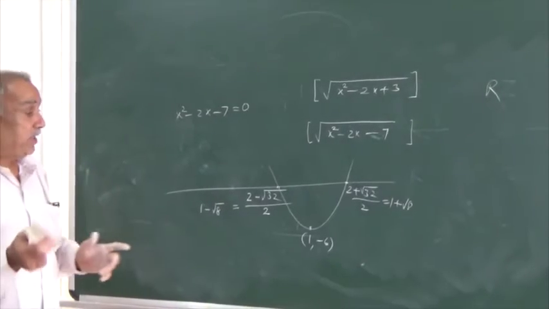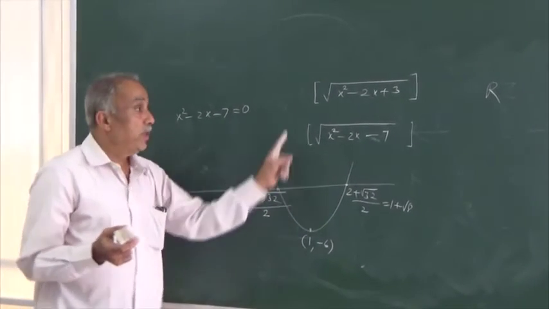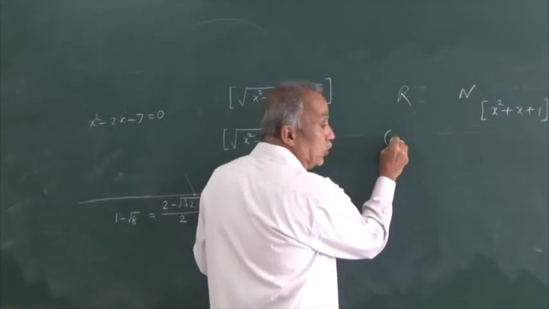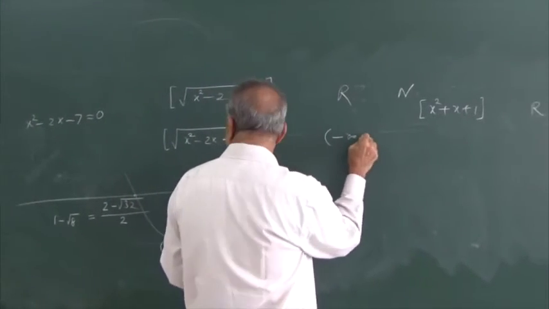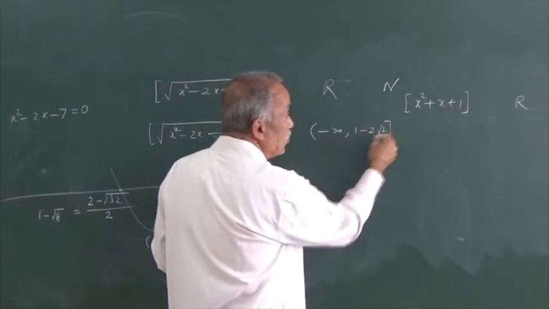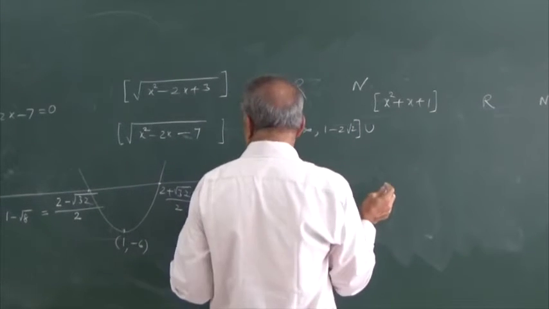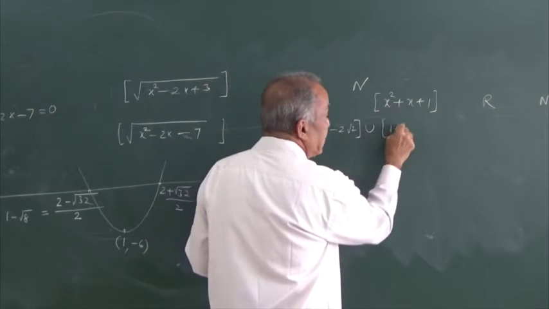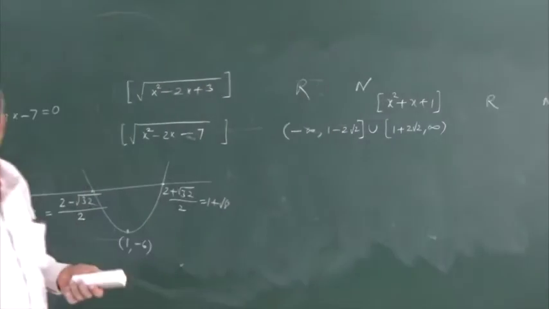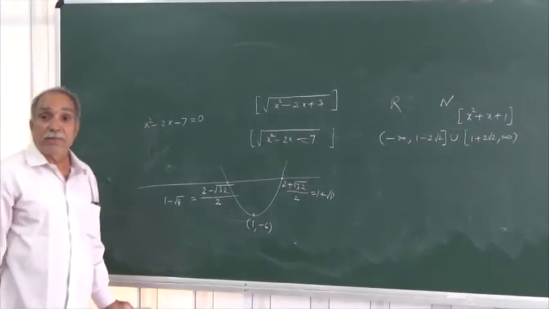My function is meaningful only for x outside this interval. The domain of my function will be the union of the intervals: minus infinity to 1 minus 2 root 2, closed at 1 minus 2 root 2, union the other part, 1 plus 2 root 2 to infinity, again closed at 1 plus 2 root 2. This will be the domain of our new function.